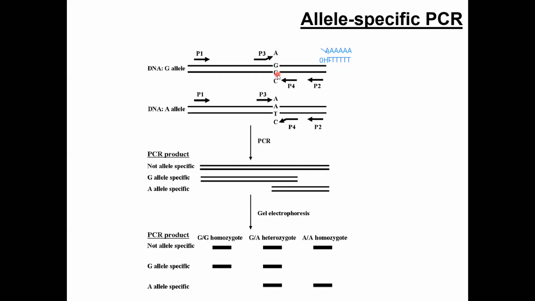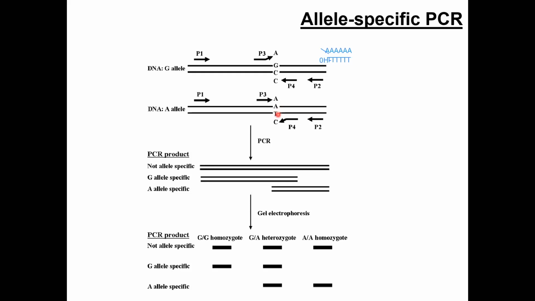Now, if you use P3 and P2, again, this will have an A here. If this has a T here, it will have an A here. So this will be able to amplify with this primer. Similarly, if you have a C here, this primer will not be able to anneal here because you have a T here.